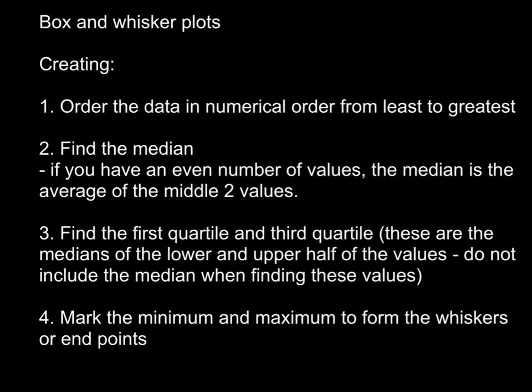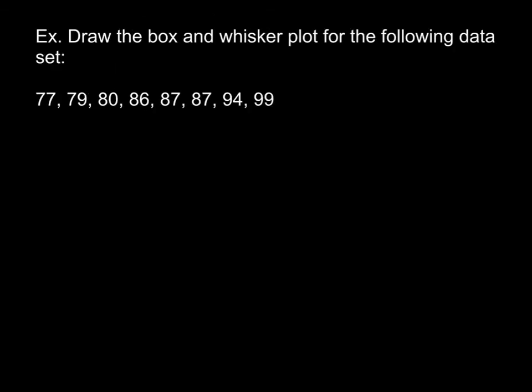And we can do this on the calculator too. We're going to see that come into play here. And then we're going to mark the minimum and maximum to form the whiskers or the endpoints. Okay, so the example says, draw the box and whisker plot for the following data set. And we're given 77, 79, 80, 86, 87, 87, 94, 99. So it was given in order, all right?